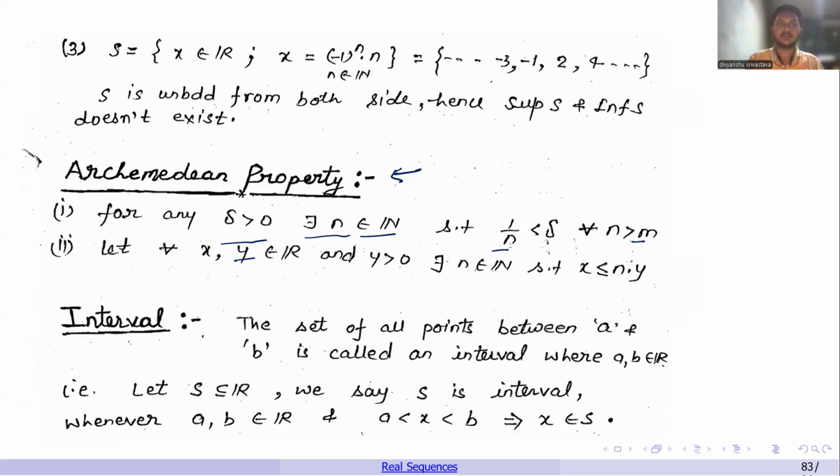Yeah, here the Archimedean property says that if you have some delta which is greater than 0, there exists n belonging to natural numbers such that 1 by n is less than delta for all n greater than or equal to N, and let x, y belong to R and y is greater than 0.